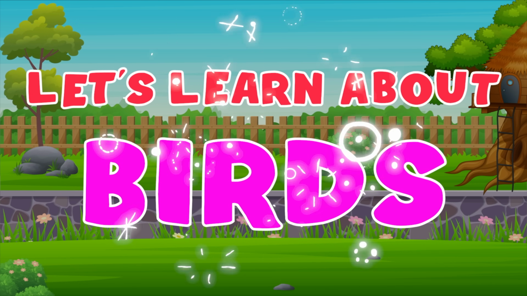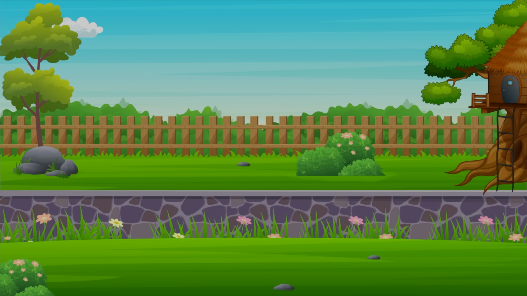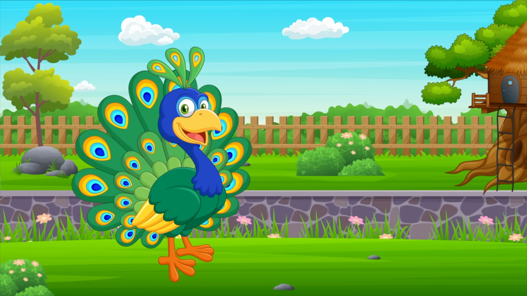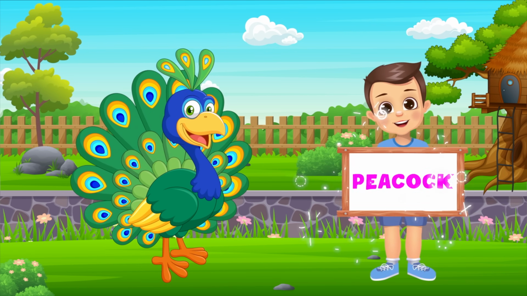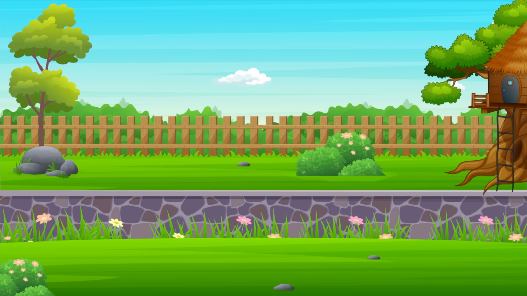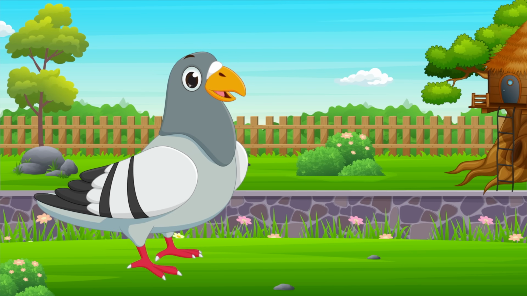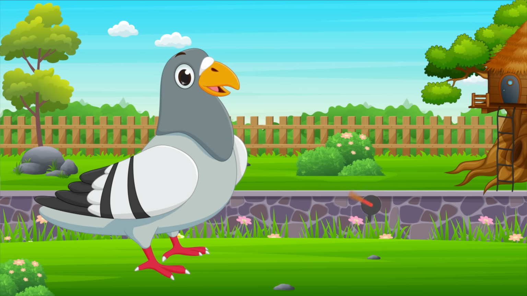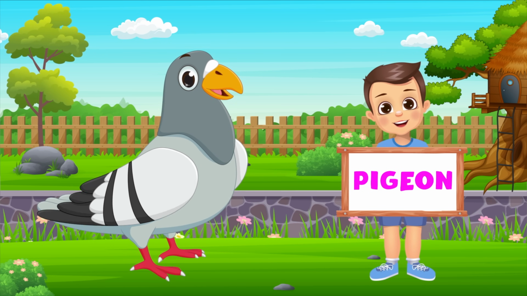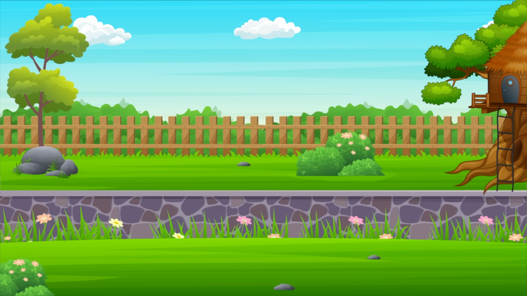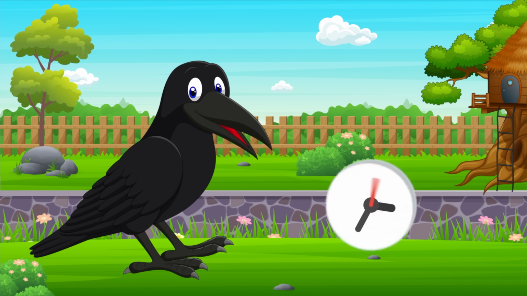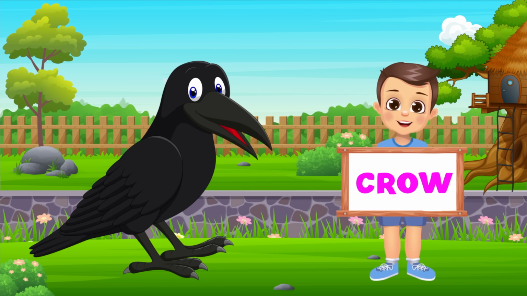Let's learn about birds. Which bird is this? Peacock. Which bird is this? Pigeon. Which bird is this? Crow.